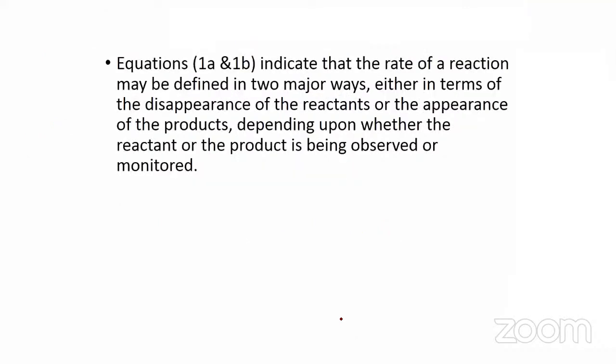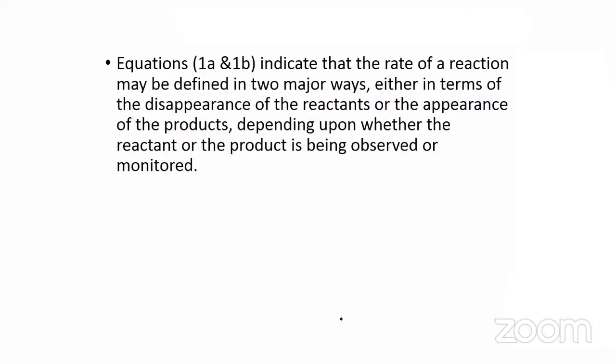And then you can indicate that the rate of reaction may be defined in two major ways, either in terms of the reactant or in terms of the product. You can use any of them to define the rate of reaction, depending on which quantity you can measure successfully. Is it the reactant you want to monitor? Is it easier for you to monitor the concentration remaining at any time, or is it easier to monitor the product at any time?